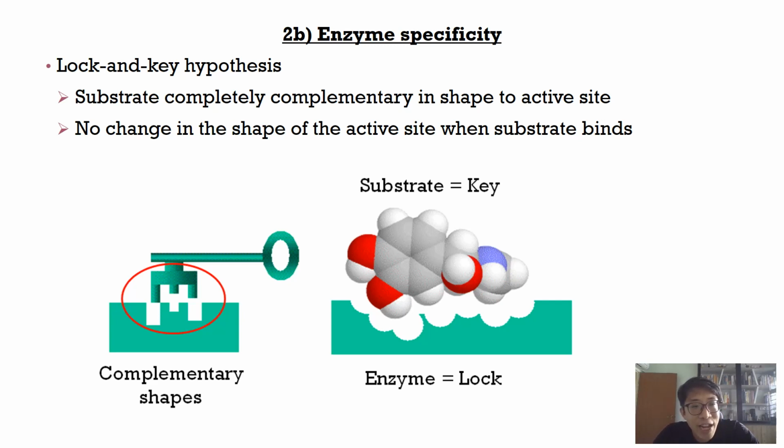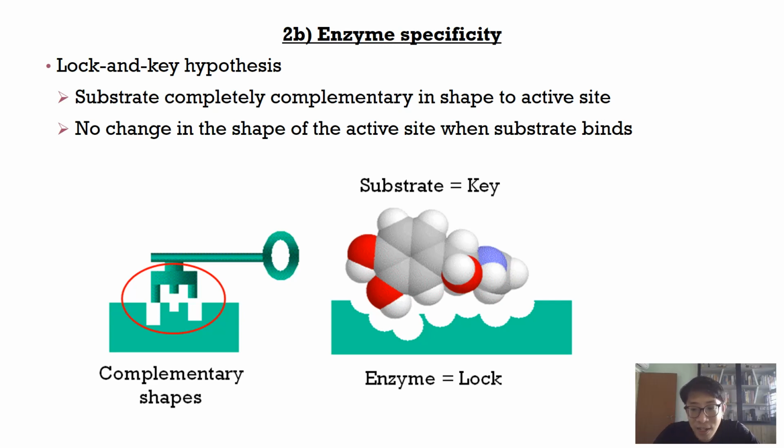This hypothesis suggests that the substrate is completely complementary in shape to the active site. So there's no need for the active site to have a change in shape for a better fit with the substrate. The fit in terms of the shape of the substrate and the active site is already complete, or a very nice fit right in the beginning. So this helps to explain why only specific substrate can bind to the active site of a specific enzyme.